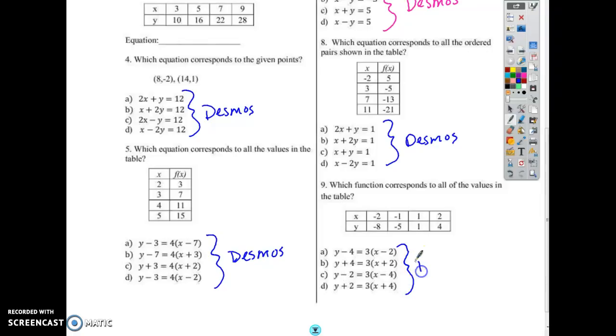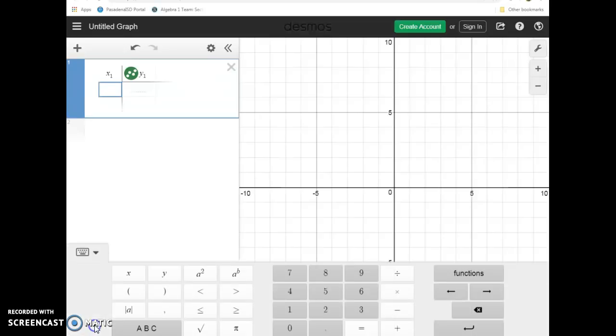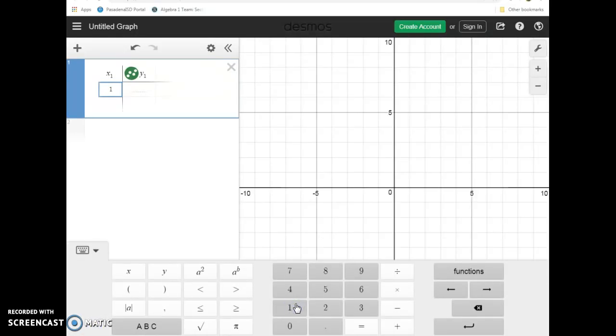So I'm going to do one of each just to make sure that you remember how to do this. Let's do problem number 1. In Desmos, we're going to add a table. So right here, you add a table. We're going to put our numbers in there. I have 1, enter, 3. And on the other side, my y's are 2 and 8.